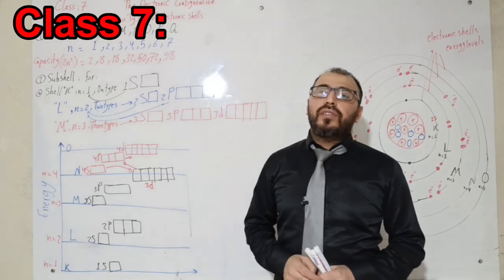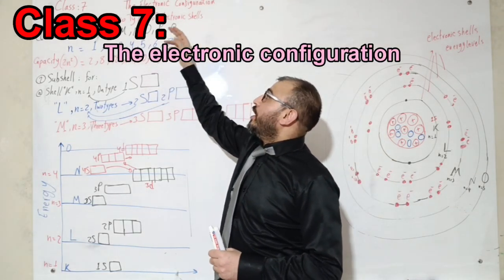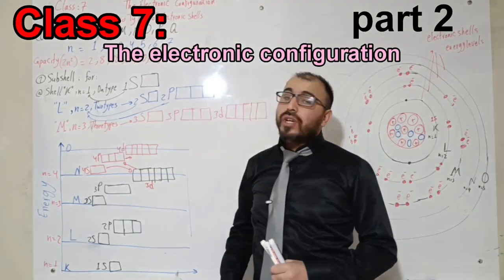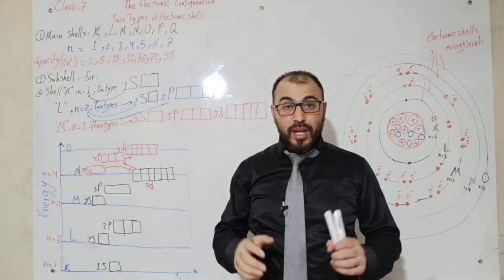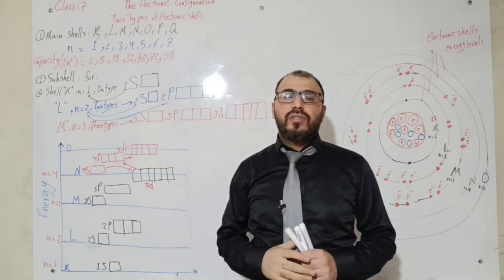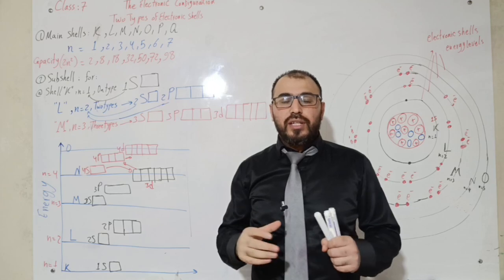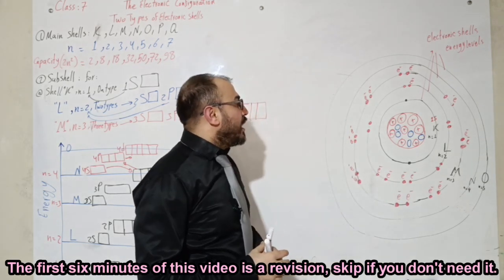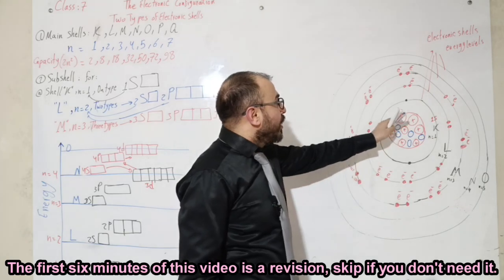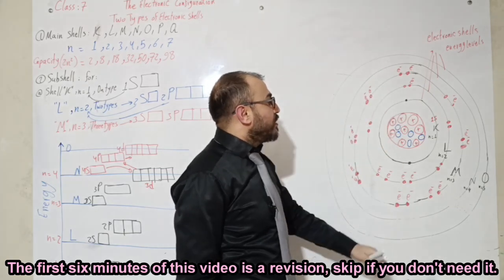Today we are going to finish talking about the electronic configuration and the two types of electronic shells, answering the questions we took in the previous class. Allow me, before we answer these questions, to give you a quick revision of the things we have taken in the previous class.